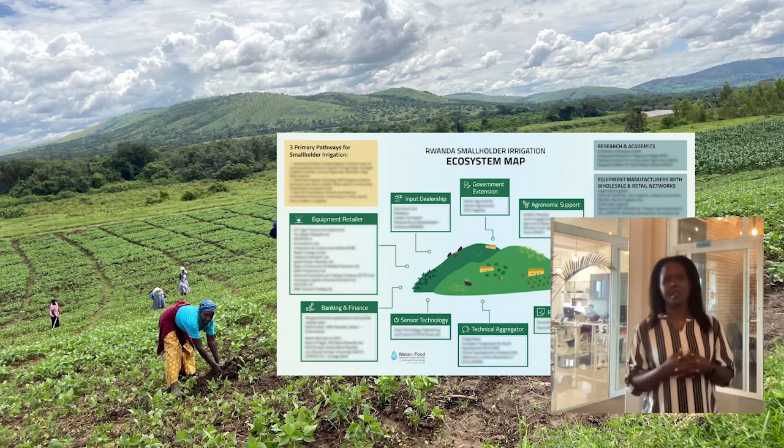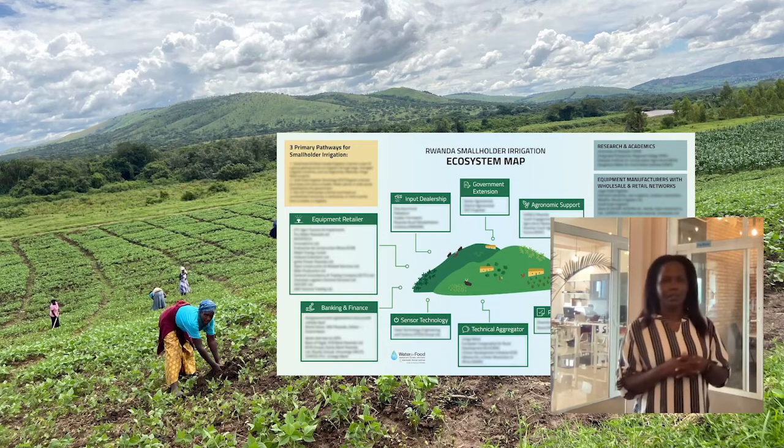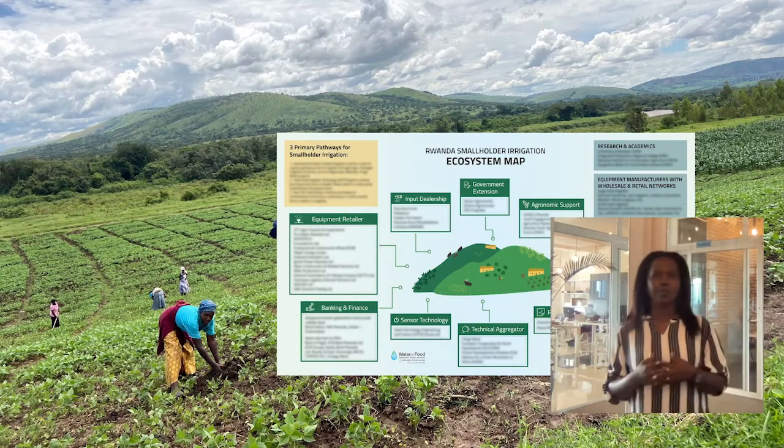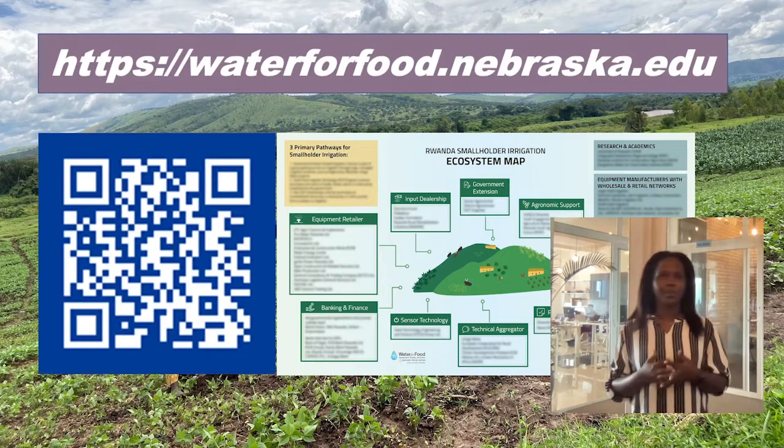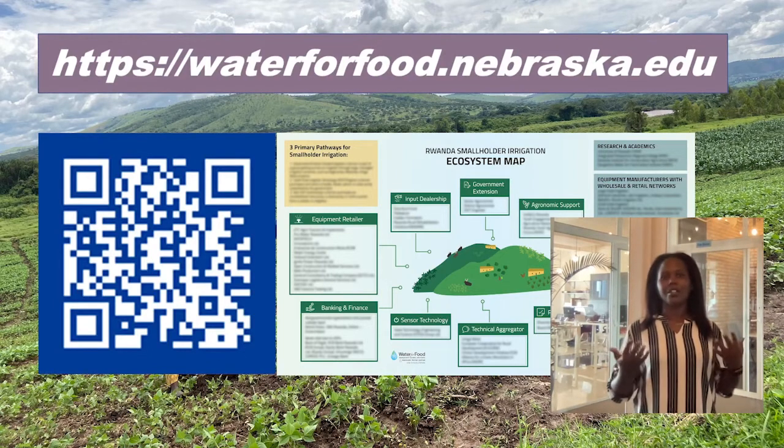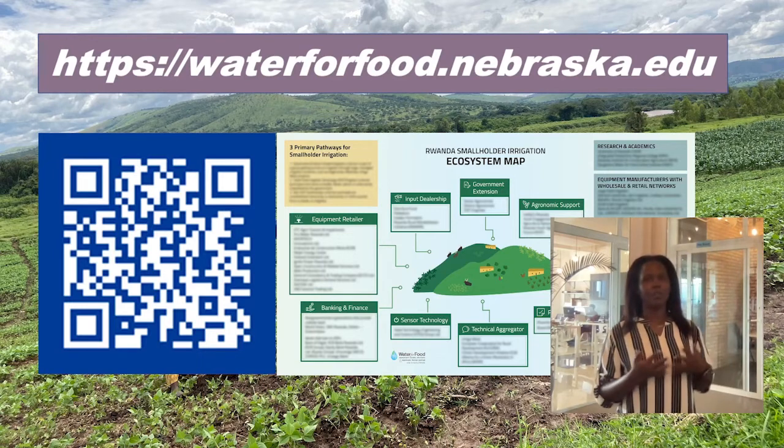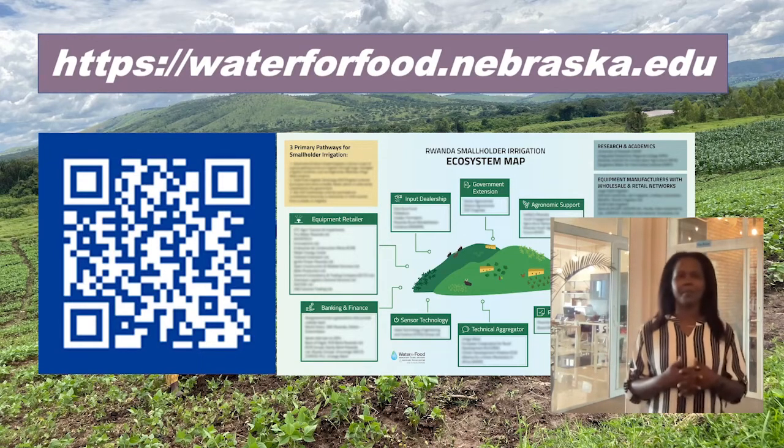And this brings us to the end of our session. We hope that this map will be useful to you in understanding the irrigation ecosystem in Rwanda and encouraging you to apply the same process to other markets and environments.